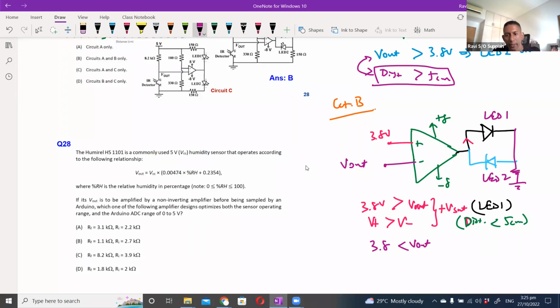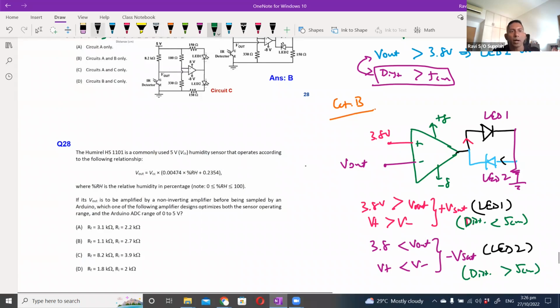All right, now the other condition where your 3.8 volt is smaller than your V out, that means your V out is greater, which means your V plus is smaller than your V minus, and this will cause your op amp to go to negative V set. So if it's negative, what will happen? The current will flow from 0 to negative voltage through this way. So I'll forward bias the LED 2. So my LED 2 will light up. And if my V out is greater than 3.8 volt, that means my distance is greater than 5 centimeter.